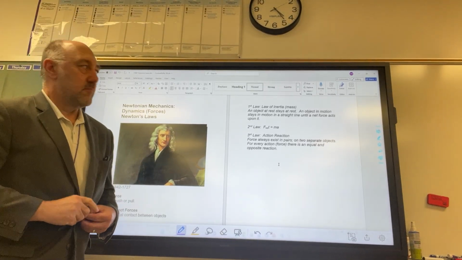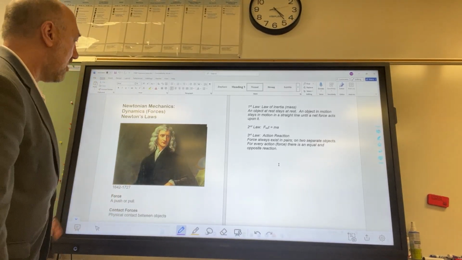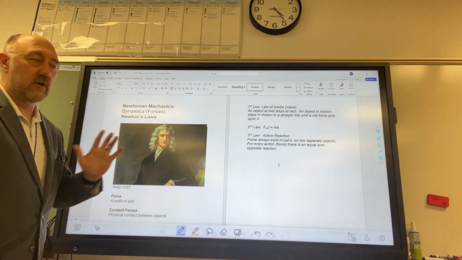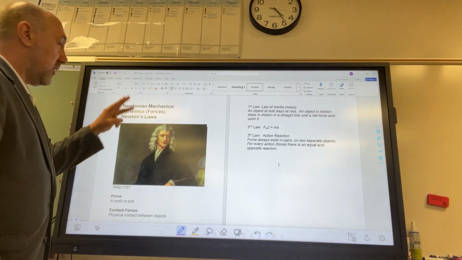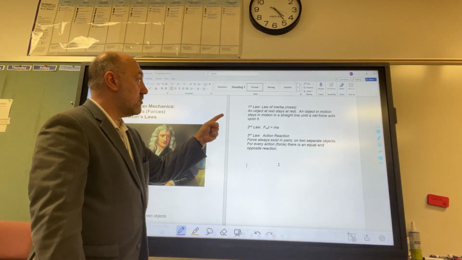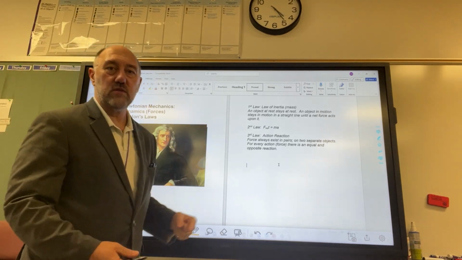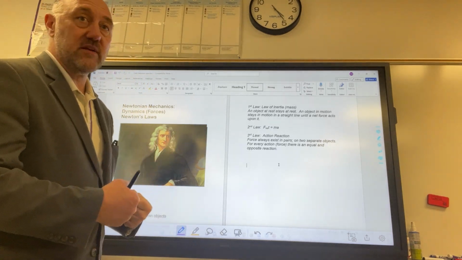Really quickly, dynamics. Dynamics starts off with Newton's laws. Here's a wonderful picture of Newton. Don't worry, you don't have to know what he looks like. But we have three of Newton's laws. First law, law of inertia. What is inertia? Inertia is like mass.